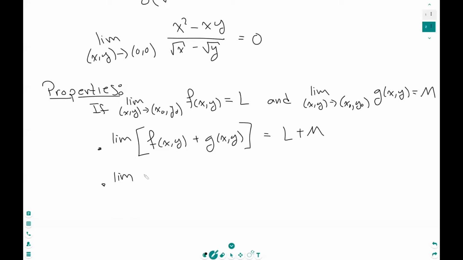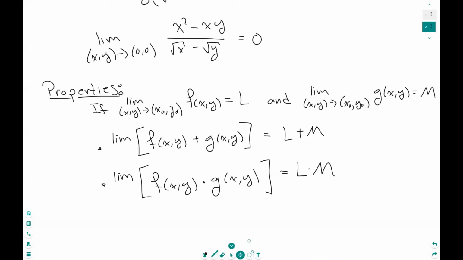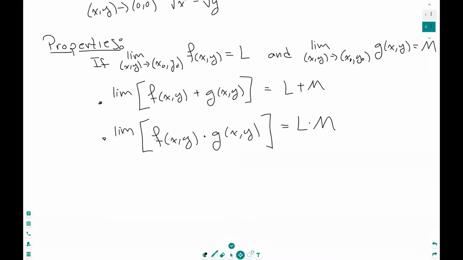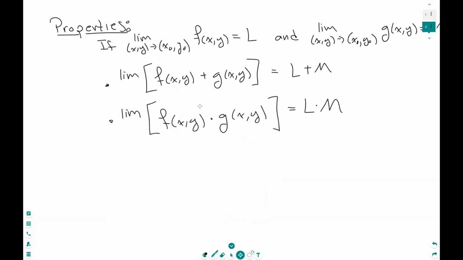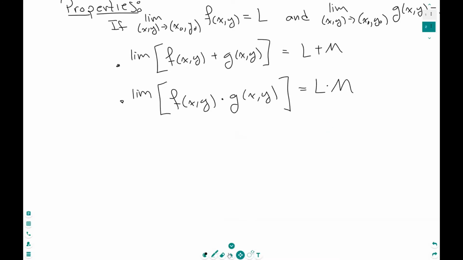So another property is if I have the limit of f of x and y multiplied by g of x and y, so long as the limit of both of these exist, which was our precursor here, then the limit gives us L times m. So as long as both of these have limits that exist, then we can write it as their product.